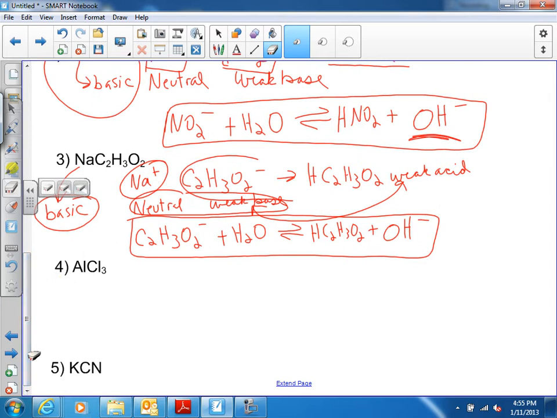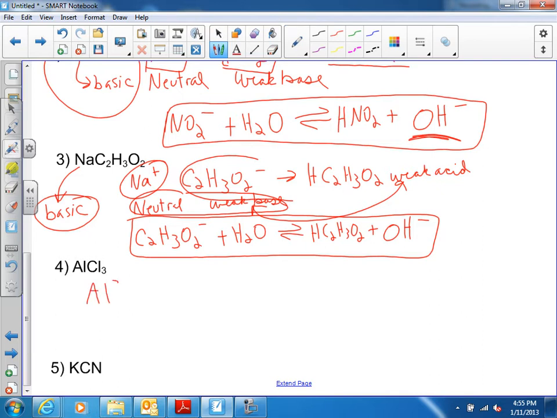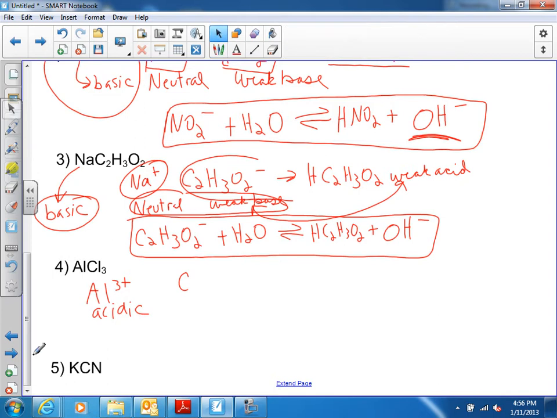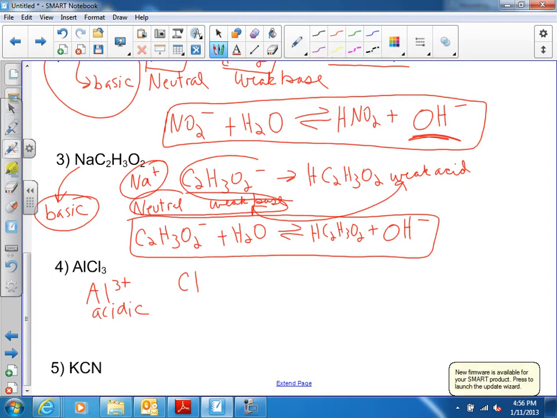Last practice problem. Oh, no, there's 2 more. Okay, AlCl3. On that last one, I'm just going to put the answer up. I'm not going to go through it with you. All right, aluminum. Al3+, it's a cation. It's not an alkali metal. It is acidic. Okay, Cl-.